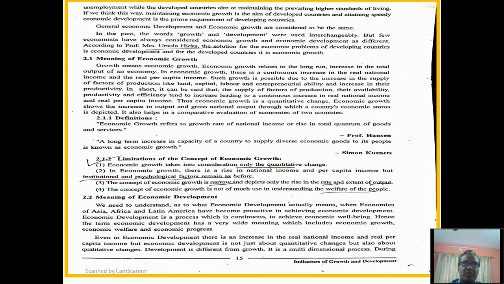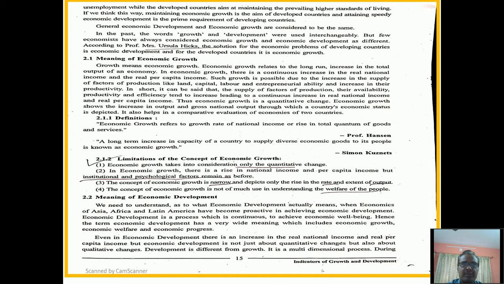So here we are going to discuss the meaning of economic growth. Growth means economic growth. Economic growth relates to the long run increase in the total output, that is total production, the quantum of production of an economy. In economic growth, there is a continuous increase in the real national income and the real per capita income. Here two words are very important. If we increase our real national income and real per capita income in the same way, we can get maximum output in the economy. So if we work with four factors of production like capital, land, labor, and entrepreneur, it is able to increase the productivity.